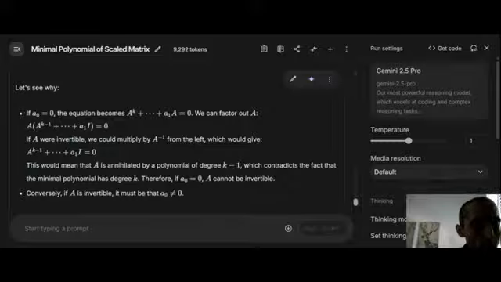So we got that if the constant term is zero and we assume that the matrix is invertible, we get a polynomial of lesser degree than the minimal polynomial that annihilates the matrix, which is a contradiction to the definition of the minimal polynomial. Therefore, we conclude that if the constant term in the polynomial is zero, the matrix cannot be invertible. And that's it.